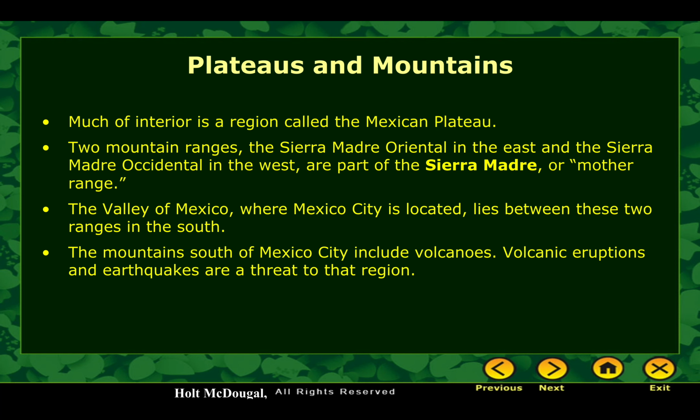Most of the interior is a region called the Mexican Plateau. But there are two mountain ranges: the Sierra Madre Oriental in the east and the Sierra Madre Occidental in the west. The Sierra Madre stands for Mother Range. The Valley of Mexico, where Mexico City, their largest city, is located, lies between these two ranges in the south. And Mexico has to deal with two major issues from Mother Nature. The first is they've got a lot of volcanoes and they have to deal with volcanic eruptions. And then they have earthquakes also as a threat to the region.